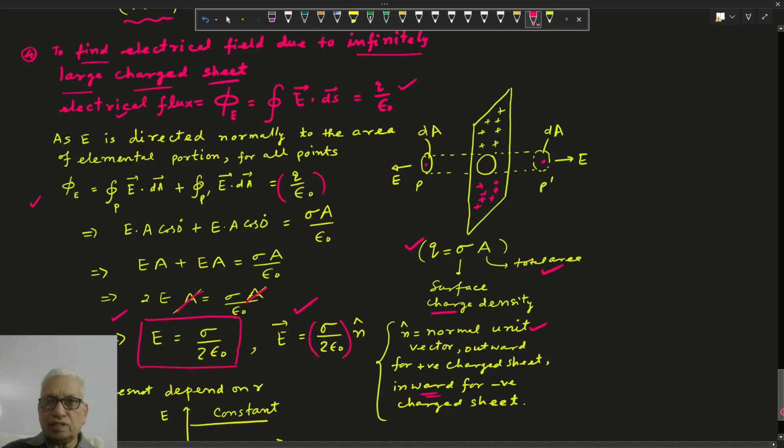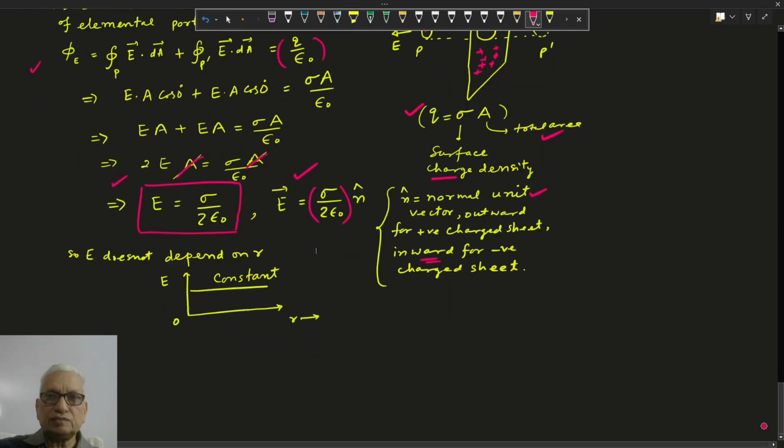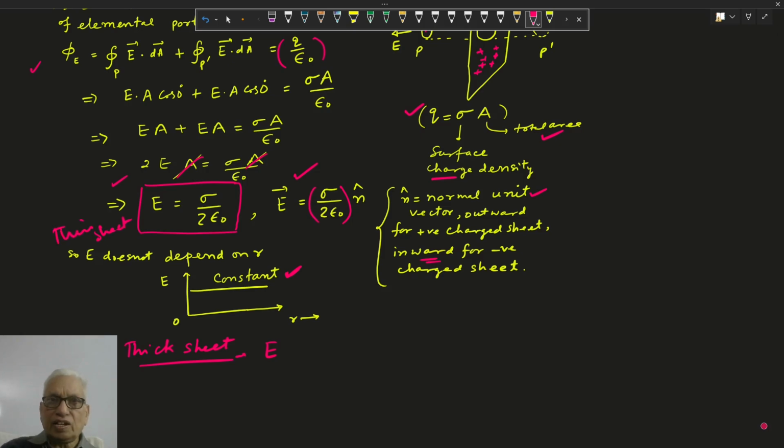n cap, where n cap is the normal vector, positive away, negative inward. As we see from the formula, the electrical field here does not depend on distance. So the graph between E and r, where r is the distance, is a constant quantity. There is no variation because the electrical field does not depend on distance. We were considering here a thin sheet. If charges are on both sides, the electrical field is given for a thick sheet. This is for a thin sheet, and for a thick sheet it will be double, so we get sigma upon epsilon naught. This is the electrical field formula for a thick sheet.